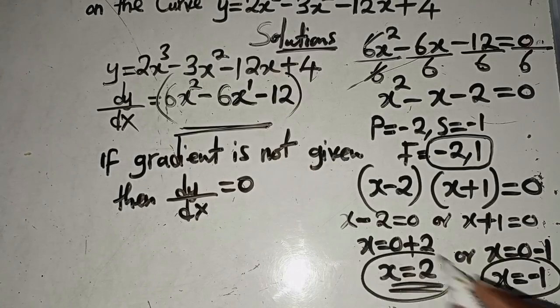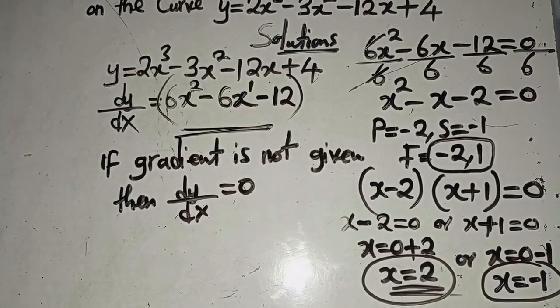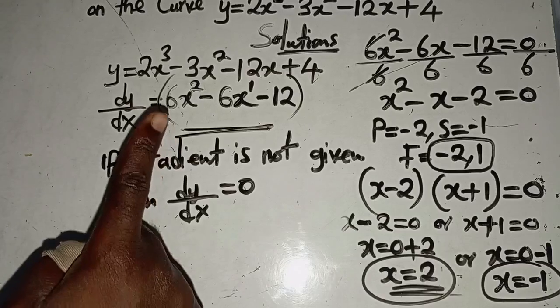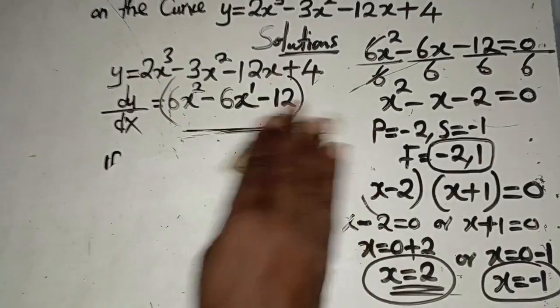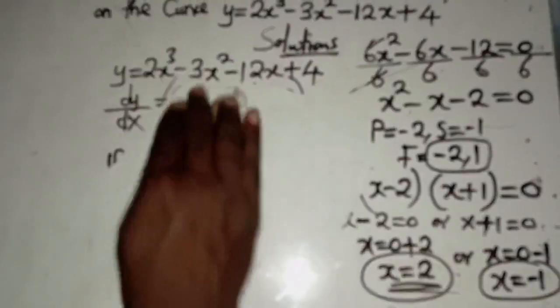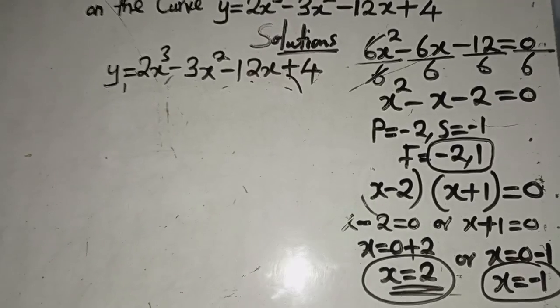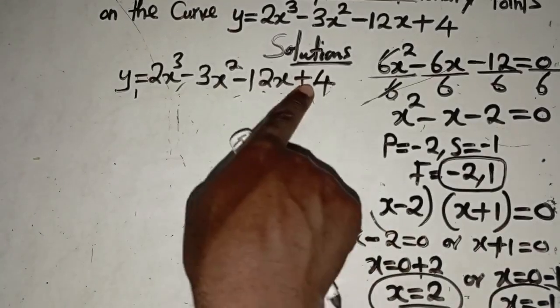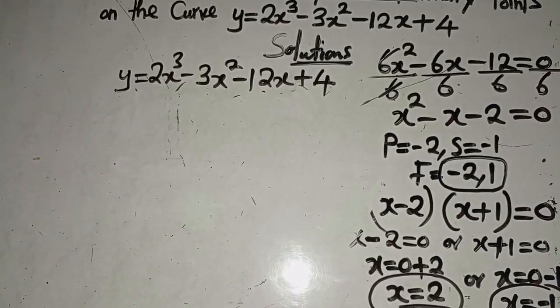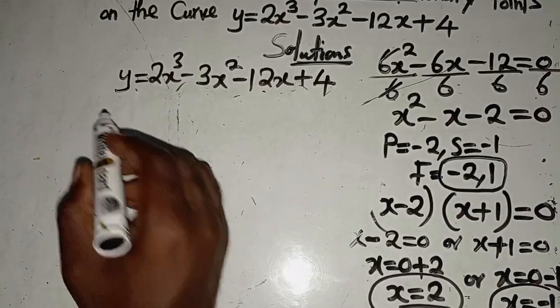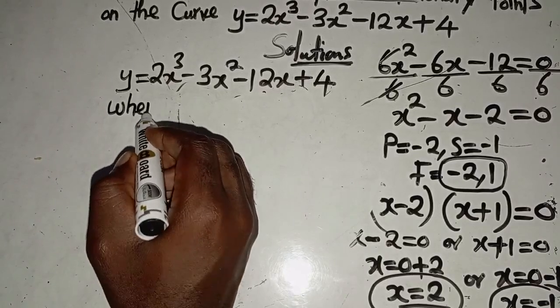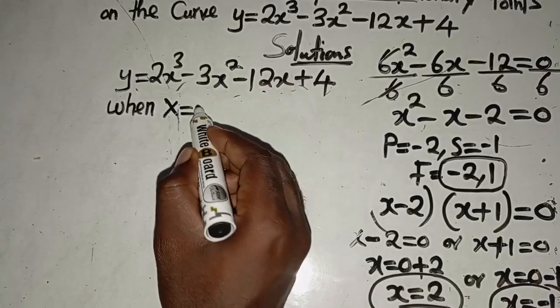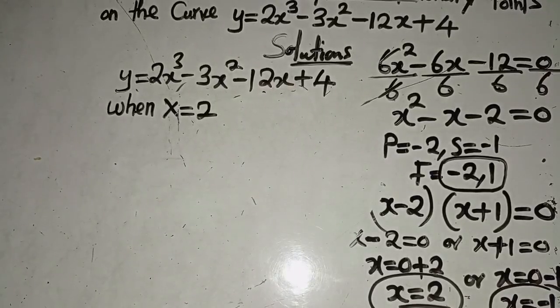Once you find these two values, then you've just made your life very simple. Because what you are going to do is go back to this equation. So we go back to this particular equation. This is the main equation, not the one that you had differentiated. So we've said x is 2. When x is equal to 2, what is the value for y?